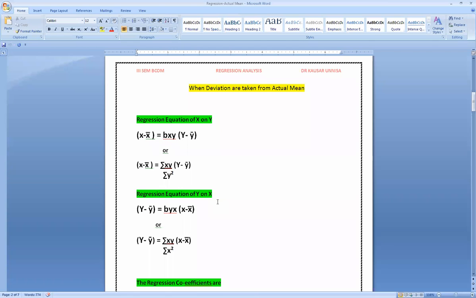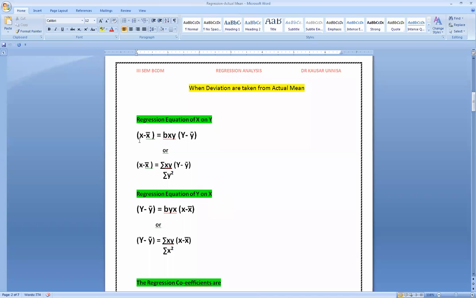Actual mean: so how are we going to calculate x bar and y bar? By using the x mean and y mean values, we have to take deviations. With the help of those deviations, we need to calculate the equations. One is x on y, another is y on x. These are the equation forms.